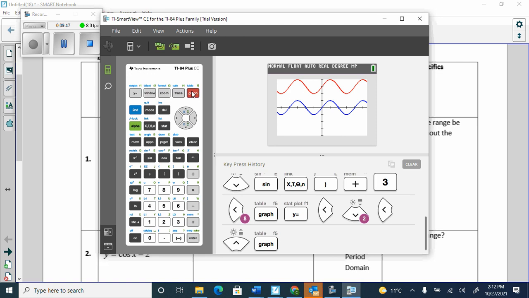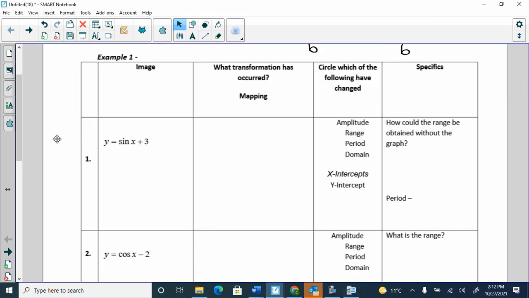Did my domain change? It's x ∈ R. Did my range change? Yeah, my graph goes from here to here. It's now way up here, isn't it? Yeah, it's 2 to 4. Yeah. So let's go through here. Okay.